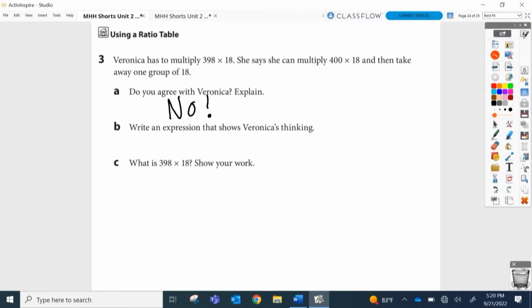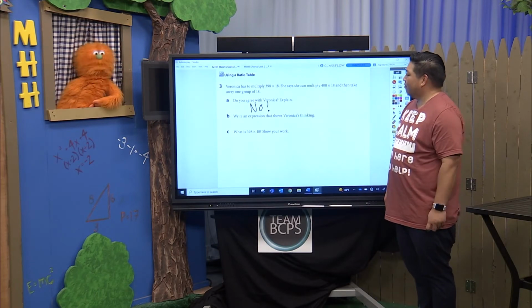I don't know if you have to do the exclamation mark there, Mr. Teng. Well, we have to be confident. Okay, we're confident. Okay, no.